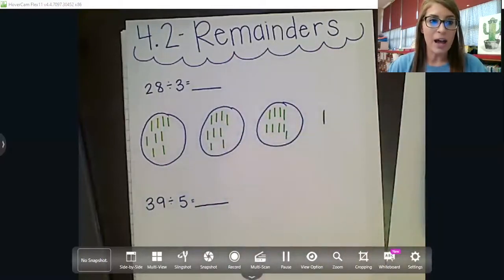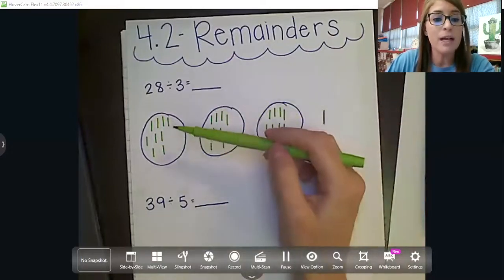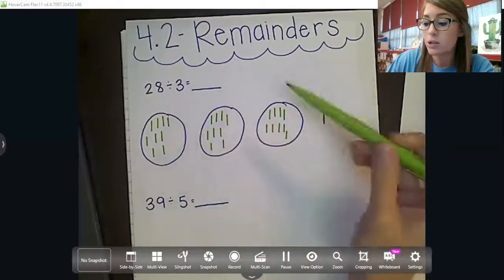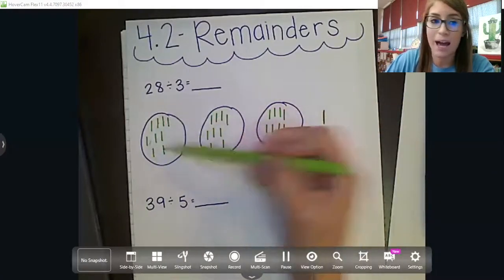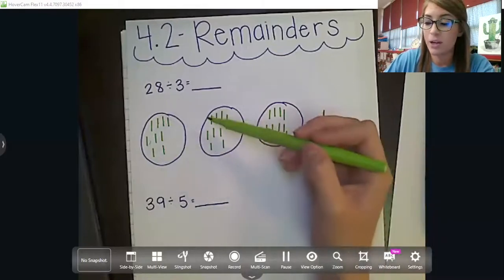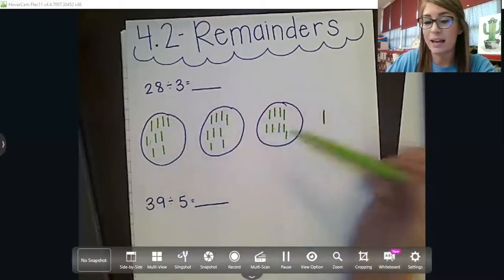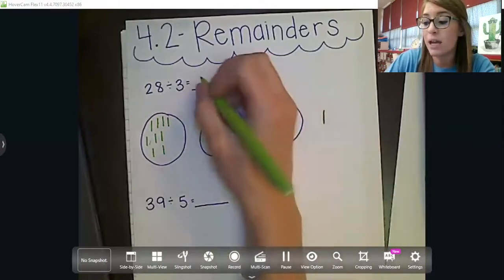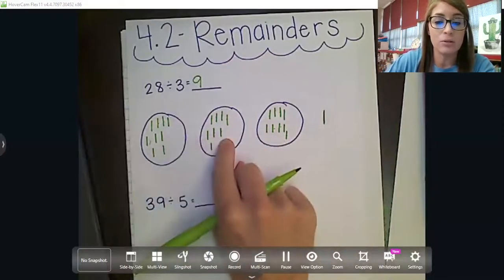Now we have to look at how to write the quotient, or the answer to this problem, when we've got a remainder included, because we have to make sure we include the remainder or else we don't really know how much we had. To find my quotient, I'm going to count how many pencils I put into each circle. In each circle I've got 1, 2, 3, 4, 5, 6, 7, 8, 9. I'm going to double check that all of them have 9. Okay, so 9 is going to be my quotient because there are 9 pencils in each of these circles.